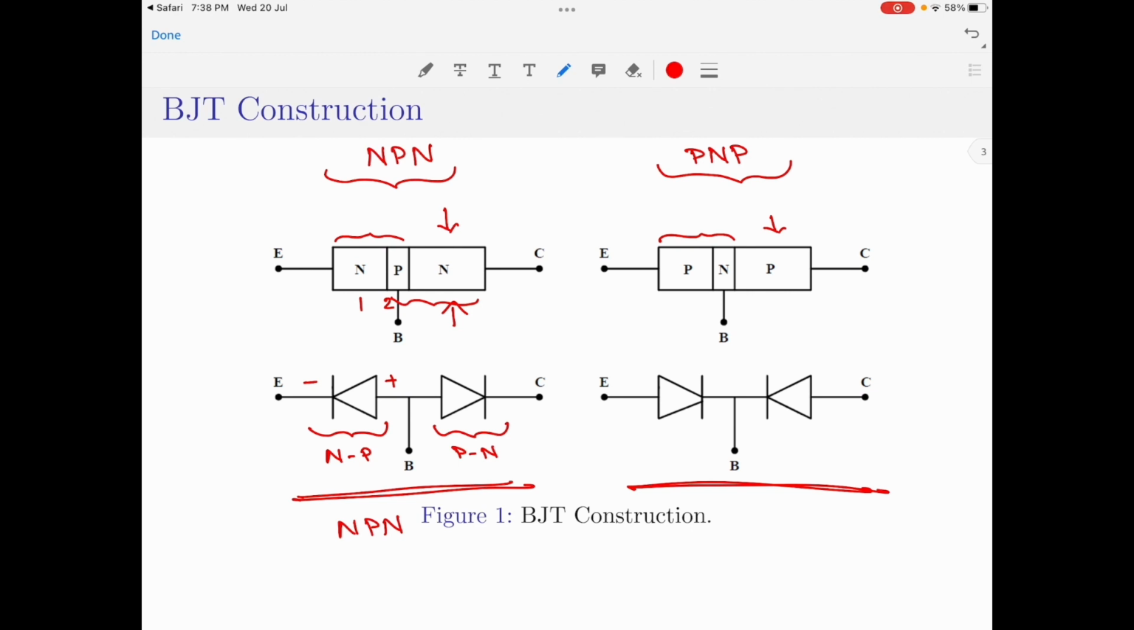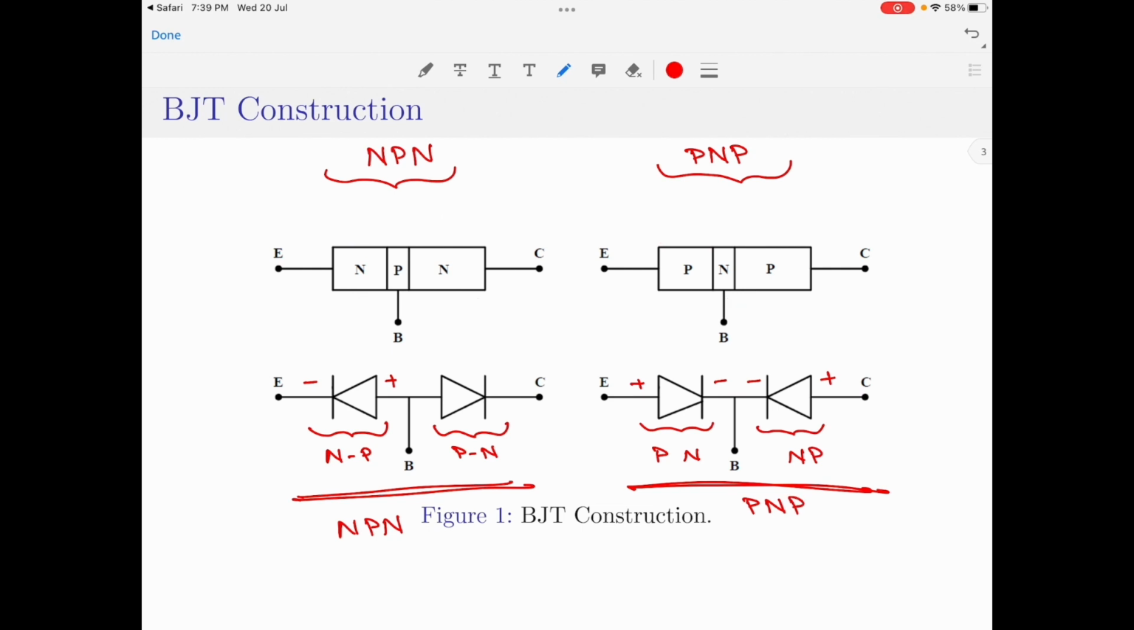The same principle can be extended for the PNP transistor as well. If I take this as 1, this as 2 and this as 3, the regions 1 and 2 form this diode, and adding the third region which is the P region as shown here, we will obtain another diode which is shown here. So, this is PN because this is positive, this is negative, and this is negative and this is positive, therefore, it is NP. So, this will create a PNP transistor.